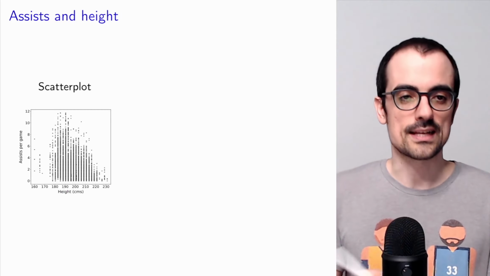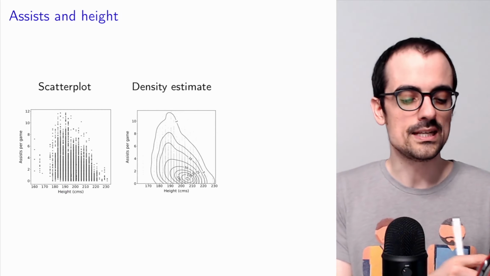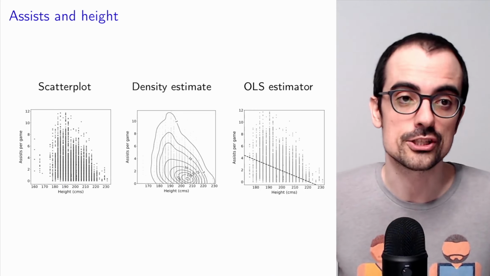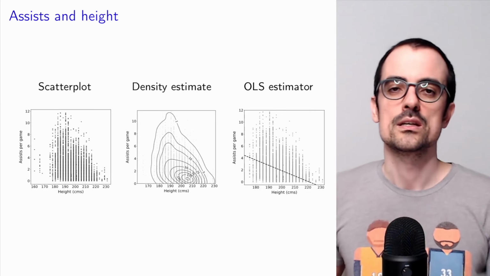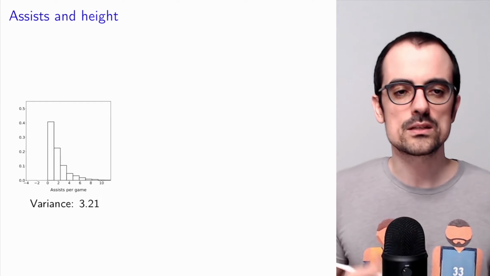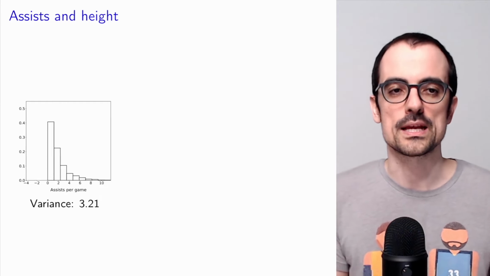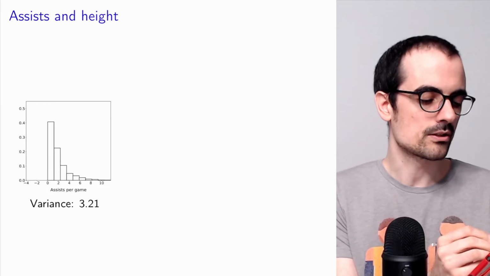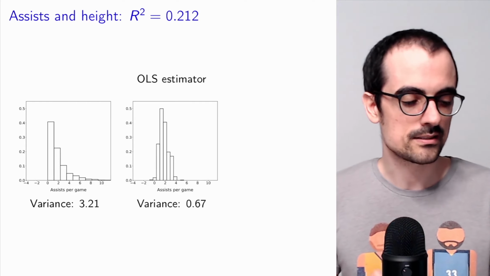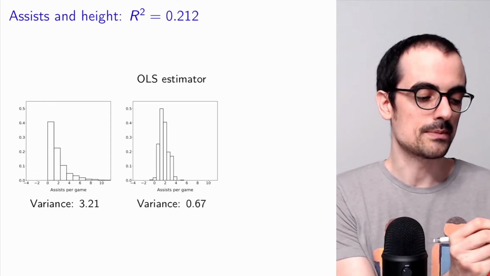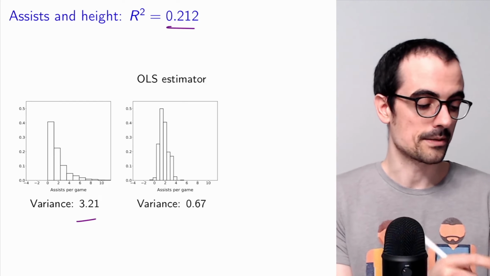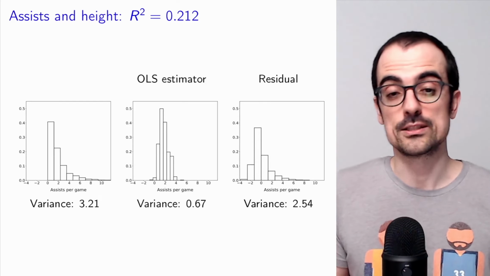Let's take a look at assists and height. Here, when you look at the linear estimator, it's inversely proportional. Okay, there's negative correlation between assists and height because shorter players give more passes. When we look at the variance, though, that doesn't matter. We just want to know how much variance is explained by the linear estimator. The variance of assists is 3.21. The variance of the OLS estimator is 0.67, which happens to be around 21% of the total variance here. Okay, and the residual has the rest of the variance.